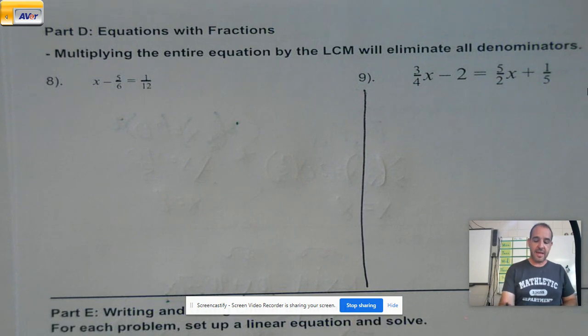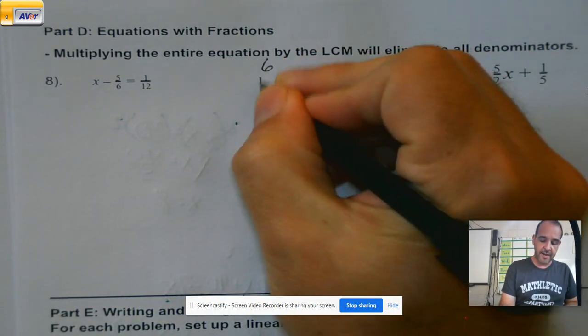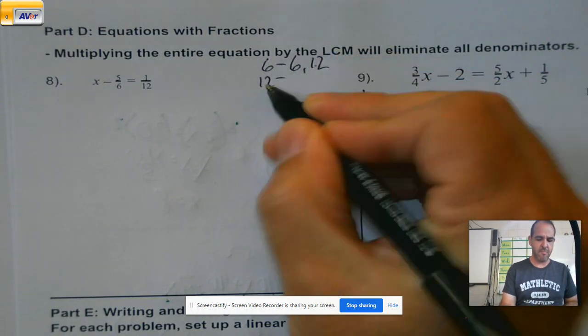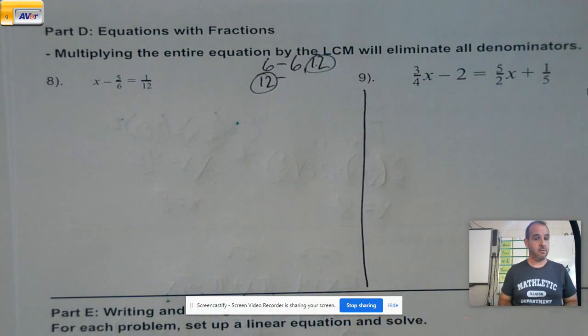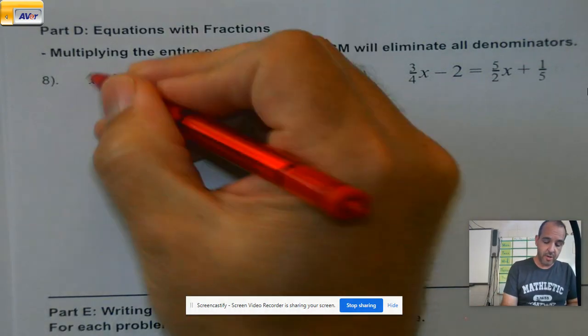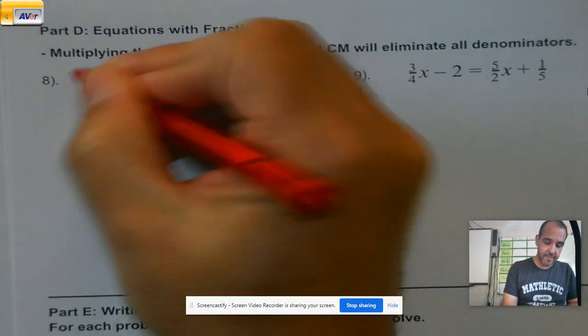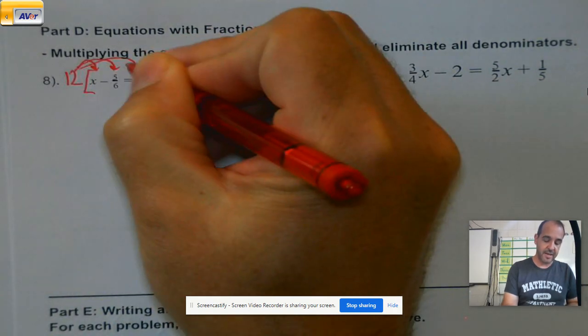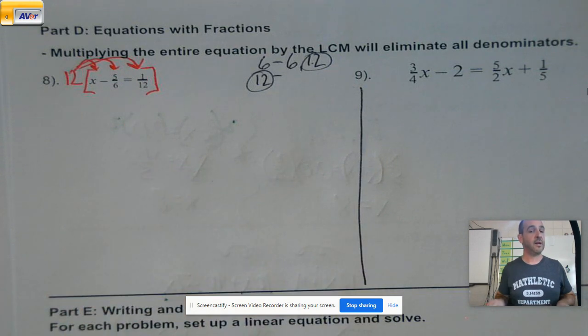If I were to work on finding my LCM, 6, 12, you're like, wait, can it be the number? It can. Okay, so my LCM here would be 12. So what I would do is I'm going to multiply this entire equation, even the part that's not a fraction, by 12. Okay?